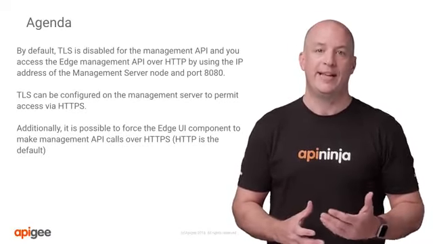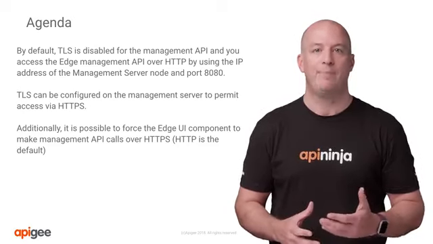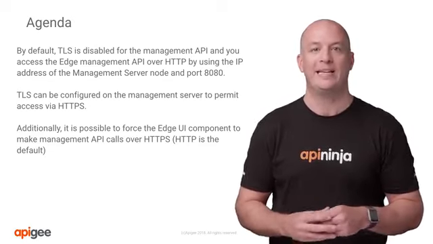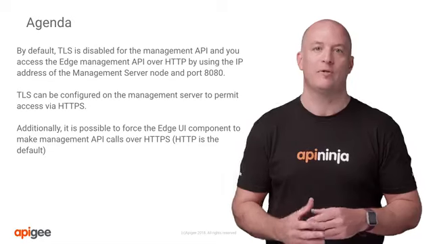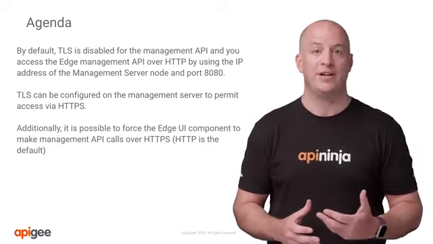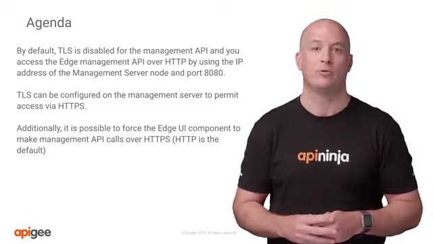By default, TLS is disabled on the Edge management server. Management API calls are made over HTTP using the server IP address and port 8080. TLS can be configured to permit access only over HTTPS. Finally, it's possible to configure Edge UI to only use HTTPS when it makes management API calls.